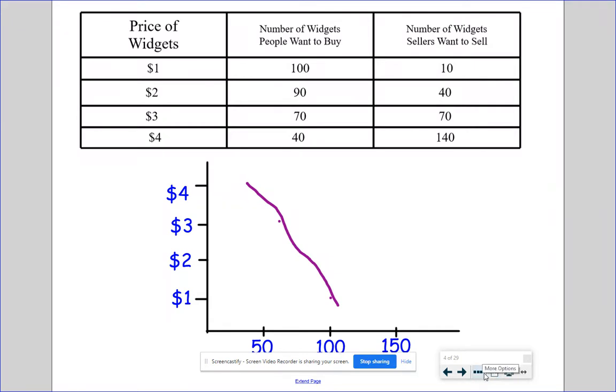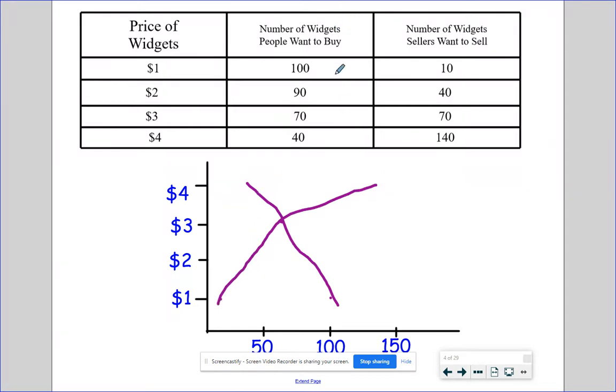Then let's do another graph, or another line. So if widgets were $1, sellers wouldn't really care about selling too many widgets. If widgets are $2, they would sell about or supply about 40 widgets. If it's $3, it's 70 widgets. And if it's $4, 140 widgets would be supplied.